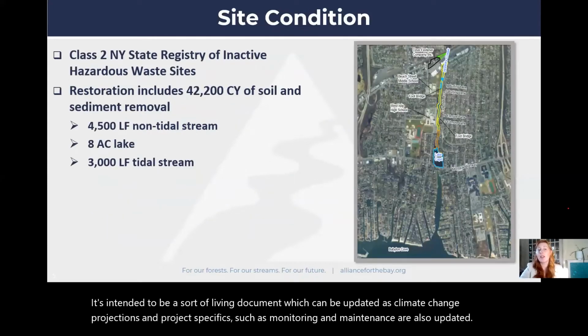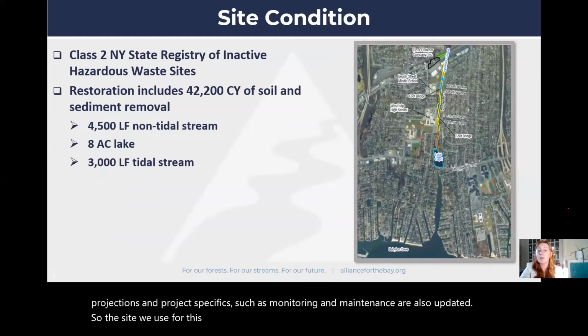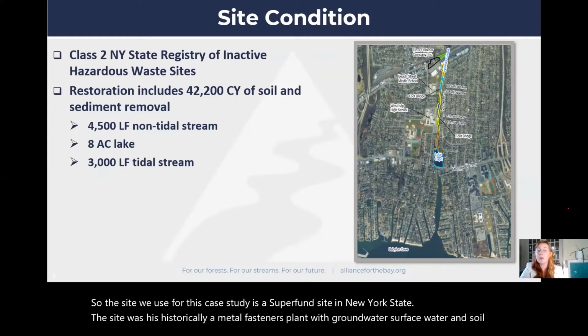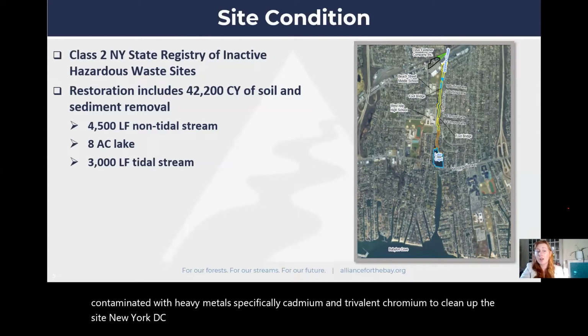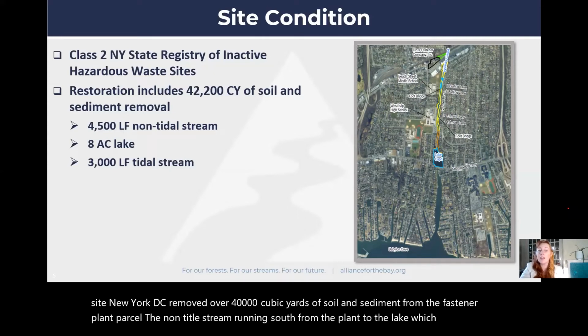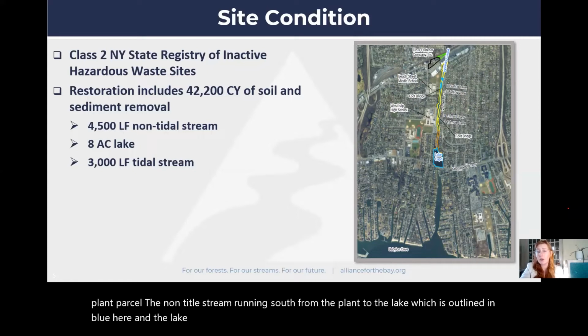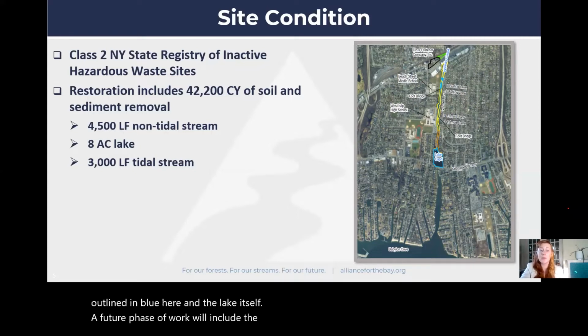So the site we used for this case study is a Superfund site in New York State. The site was historically a metal fasteners plant with groundwater, surface water, and soil contaminated with heavy metals, specifically cadmium and trivalent chromium. To clean up the site, New York DEC removed over 40,000 cubic yards of soil and sediment from the fastener plant parcel, the non-tidal stream running south from the plant to the lake, which is outlined in blue here, and the lake itself. A future phase of work will include the tidal portion of the stream as well, which runs south from the lake to Babylon Cove at the very bottom of that map.